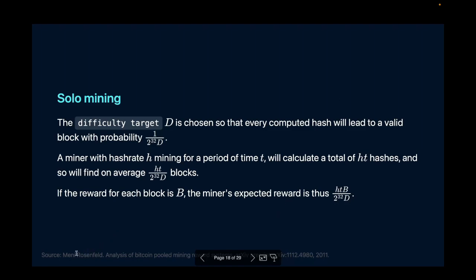Basically, I'm taking all these formulas from this source. I would encourage you to refer to it if you want to look into detail. It was a paper by Meni Rosenfeld from 2011, and we're going to look into these formulas with a little bit more detail.